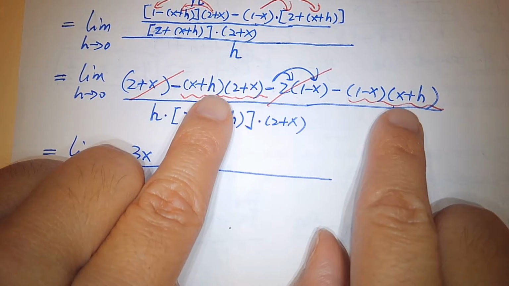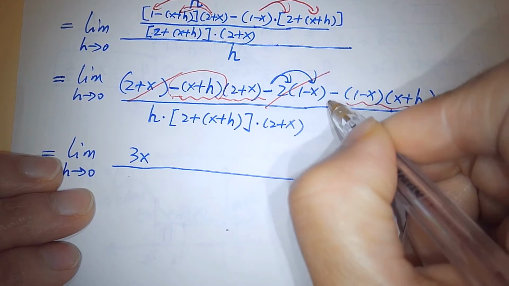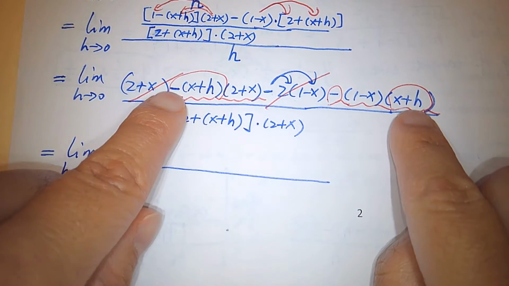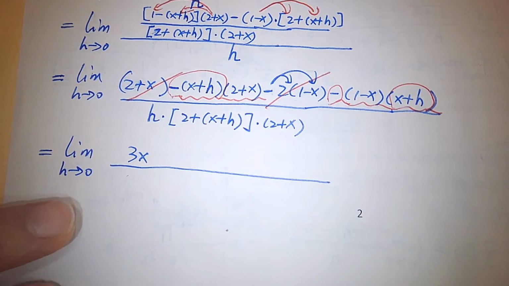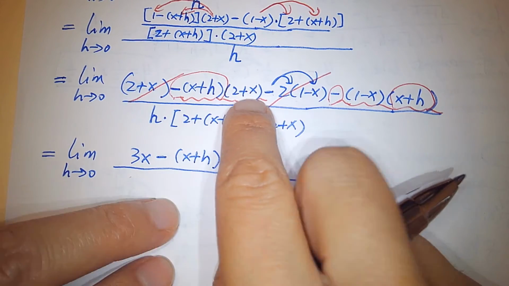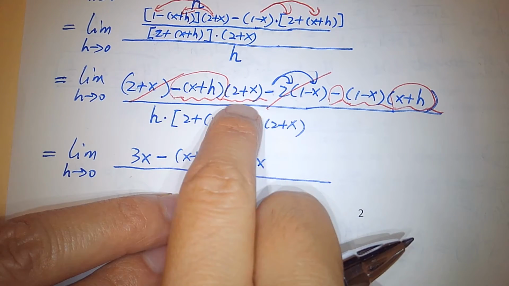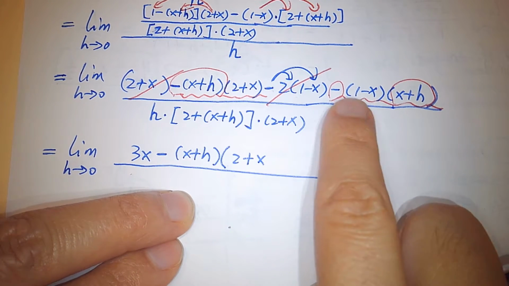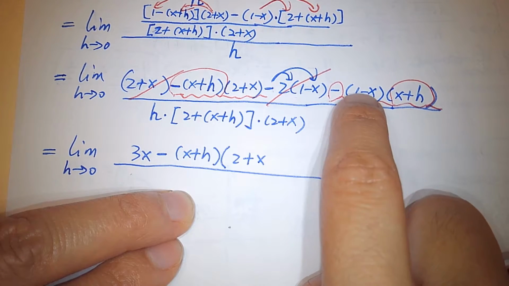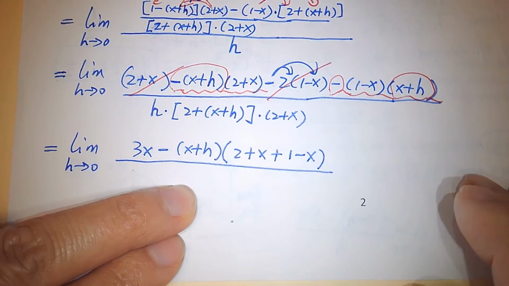Okay? Now let's check these two terms. Every term has a negative x plus h. I'm going to pull the negative x plus h out. So minus x plus h. Okay? And what does this term left? What have left from this term, this product? 2 plus x, right? And if we pull the negative x plus h out, we'll have what? 1 minus x left. So plus 1 minus x. Ooh, I think this is too hard, right?